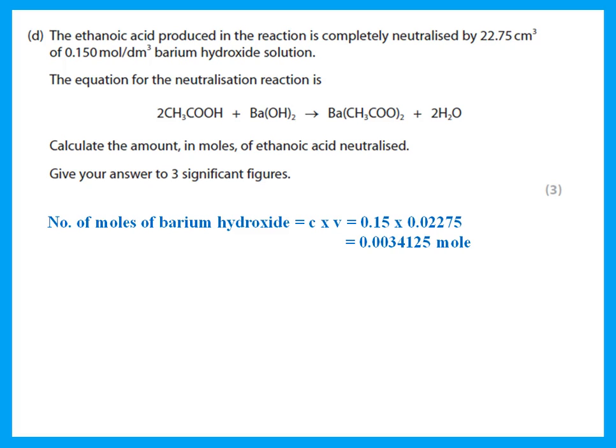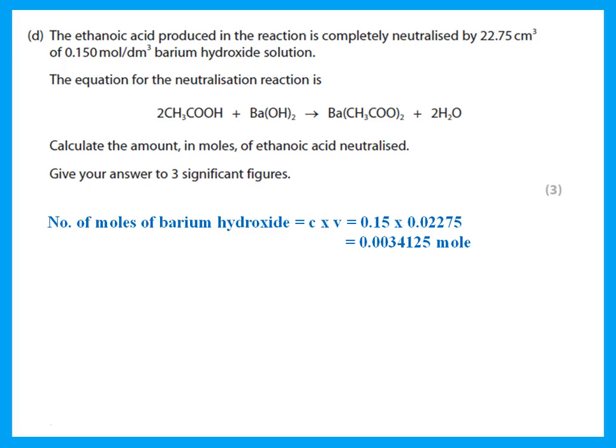How do I know which one is the concentration? The one that has units mole per decimeter cubed. So the 0.15 mole per decimeter cubed is the concentration times the volume in decimeter cubed, that is after dividing by 1,000. This gives me the number of moles of barium hydroxide. And then we said, what would be the next step? Look at the equation, relate what he gives you to what he's asking about. So I have the number of moles of barium hydroxide. He's asking about what? The ethanoic acid.